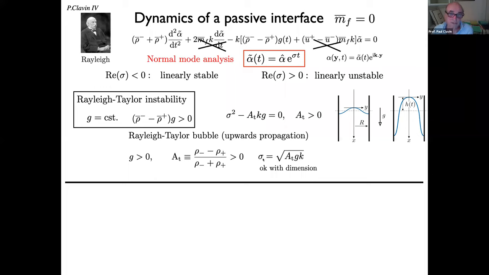And the growth rate is the square root of GK. G is the gravity and K the wave number. And you can immediately check that the dimension is okay for the inverse of a time here, which is G times K, the gravity divided by a wavelength. A square root of that is the inverse of the time.